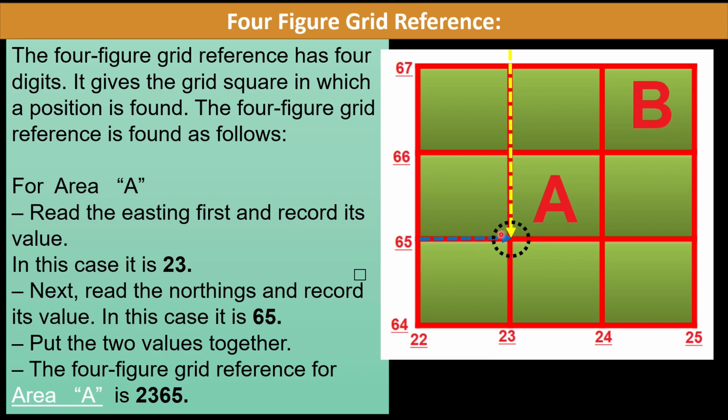Now, why have we taken these particular numbers? Because for the southwest corner of this area, we have to take each and everything of the topographical map. The reading has to be from the southwest corner, whether it is B or A or any other square.